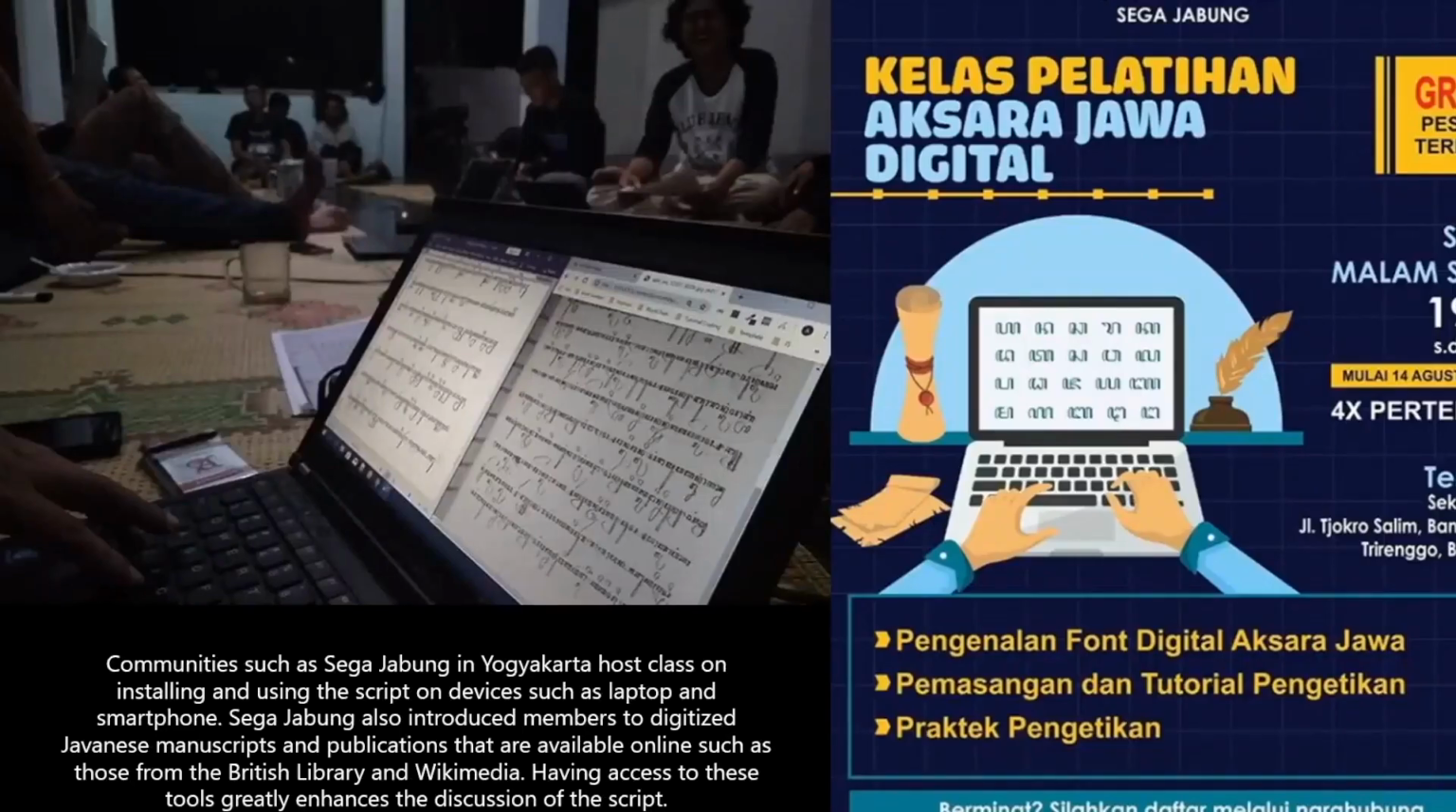Since 2010, increasing awareness of the Javanese script, spearheaded by young communities of enthusiasts and designers, has slowly improved the design landscape of the script. Communities such as Segajabung in Yogyakarta host classes on installing and using the script on devices such as laptops and smartphones. Segajabung also introduced members to digitized Javanese manuscripts and publications that are available online, such as those from the British Library and Wikimedia. And having access to these tools greatly enhances the discussion of the script.